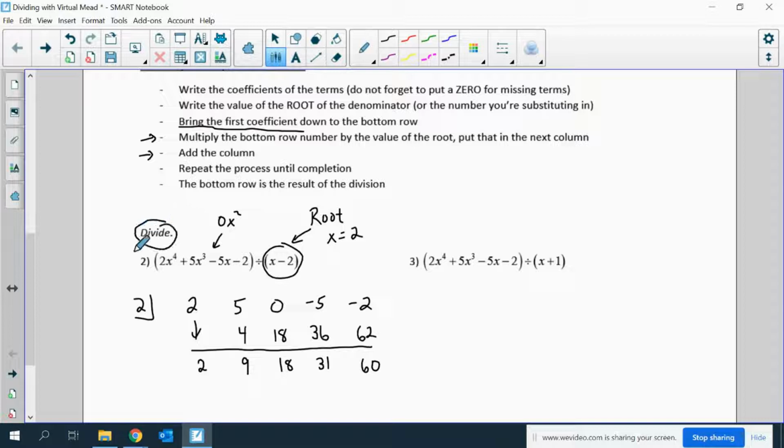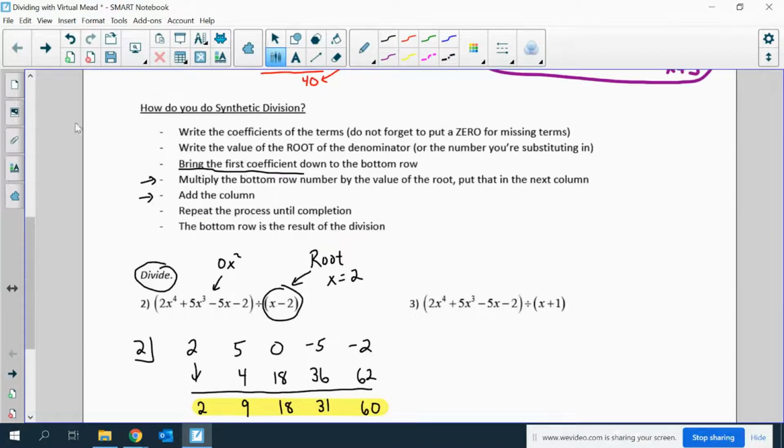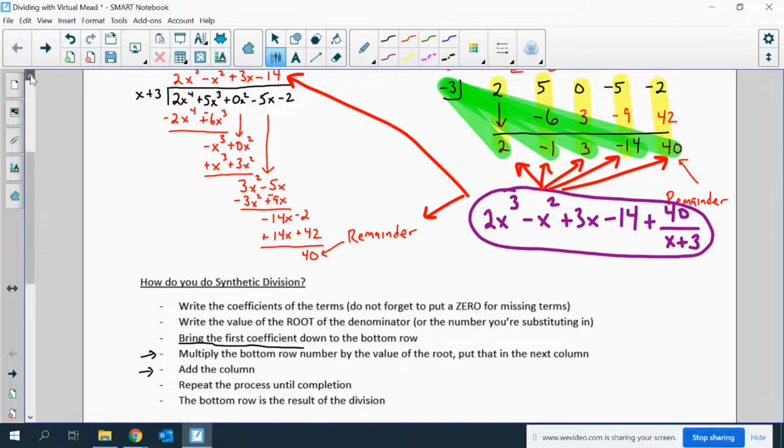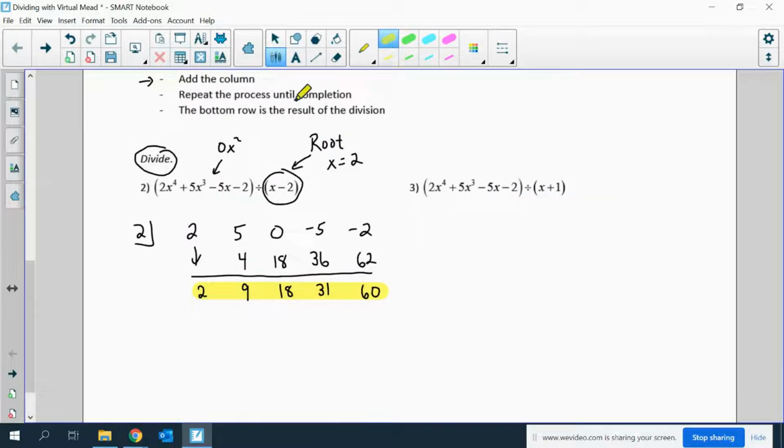So since my directions were divide, down here are the coefficients, the results of the division, just like they were originally when we did this. Notice that these numbers were the same as these numbers. And so basically, since I started with an x to the fourth, I ended up with an x to the third. So I basically reduce the powers by 1, and then I write the result.